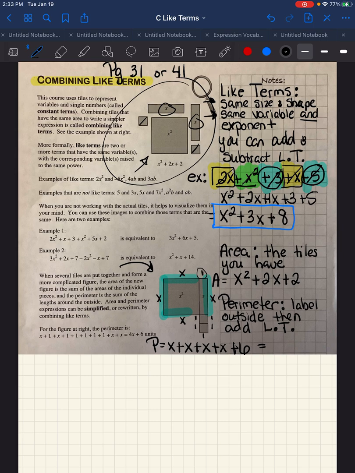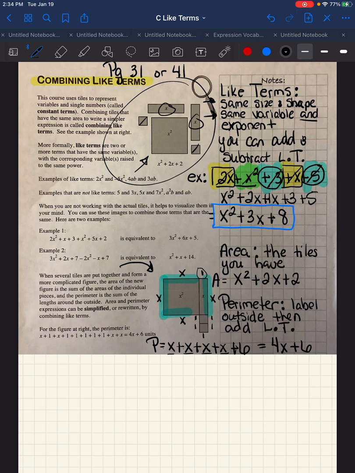Okay, so that is a correct perimeter, but I can do what I wrote up here about combining like terms, that is add them together. And all of those X's, X plus X plus X plus X, those are like terms. Remember, in front of each one of those X's, it's really a 1. So there are 4 of those X's, 1 plus 1 plus 1 plus 1 with the X, 4x, plus the 6 units. So the perimeter of that shape is 4x plus 6.